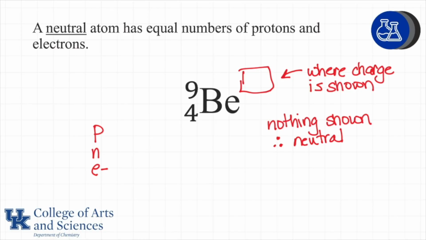So let's determine the number of protons, neutrons, and electrons in this particular atom. So we'll start with protons. We see our atomic number is 4, so we have 4 protons. For neutrons, we need to use the mass number, which is equal to the number of protons plus neutrons. We know there are 4 protons, therefore there must be 5 neutrons. And because this is a neutral species, the number of protons must equal the number of electrons. So we also have 4 electrons.